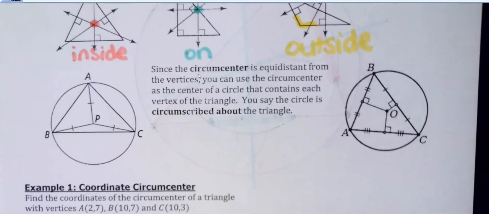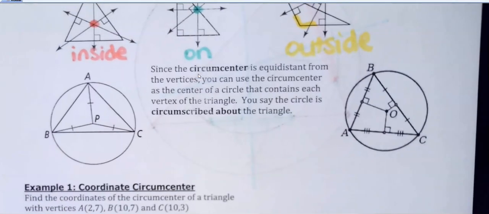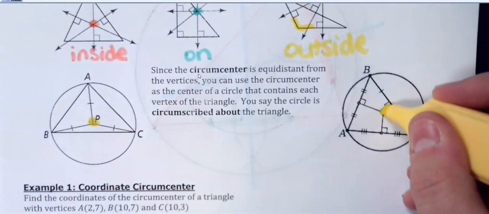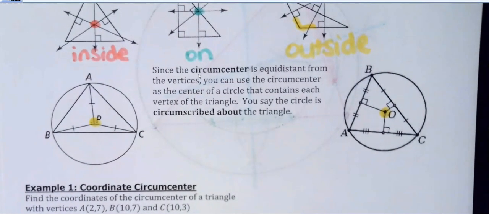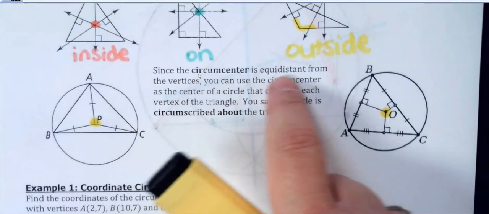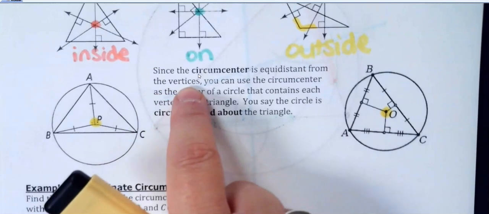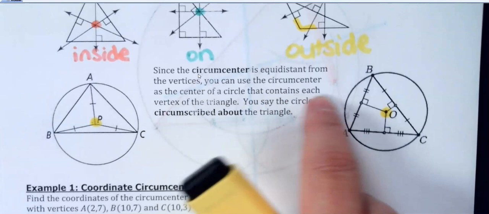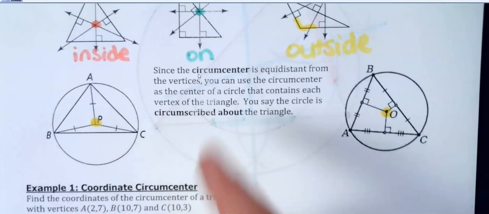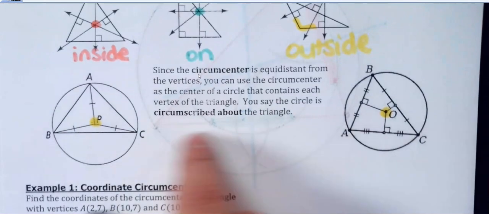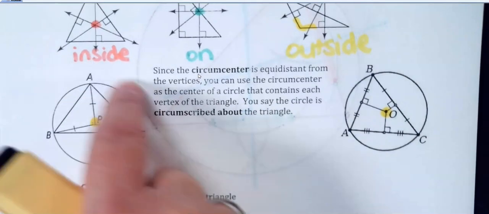All right, so the circumcenter in each of these pictures, in this one it's P, and in this one it's the letter O. They used a couple different letters, but that's the circumcenter. It says, since the circumcenter is equidistant from the vertices, you can use the circumcenter as the center of a circle that contains each vertex of the triangle. That's what we were doing on the front. And this is described as, this circle is circumscribed about the triangle.